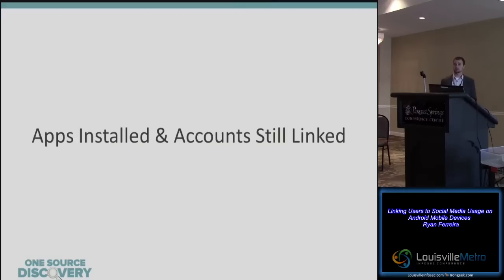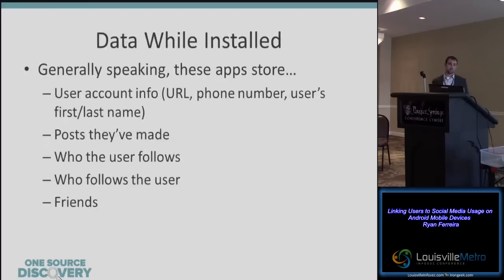So we're going to talk about the apps that are installed and what sort of information is available from those when accounts are still linked. Well, generally speaking, these apps are social media apps. So what are they going to let us do? They're going to let us look at the user account information, of course. The user account we're linking to. So you might get some information like a URL. If you have a phone number running on your account, that a lot of times is cached on the device. Any sort of information like that. But also posts that those people have made, both on their walls and to other people's walls. Who they follow. Who may follow them, so this is in the case of Twitter, Tumblr, and then also their friend list.